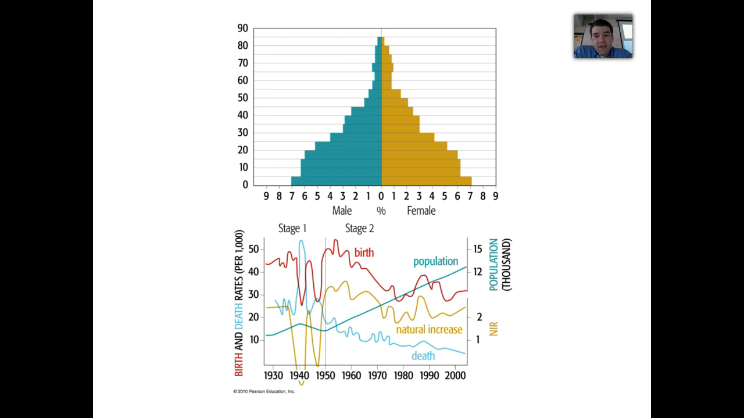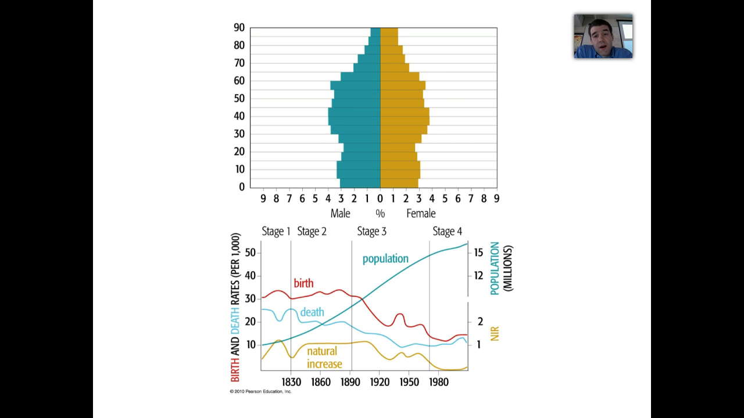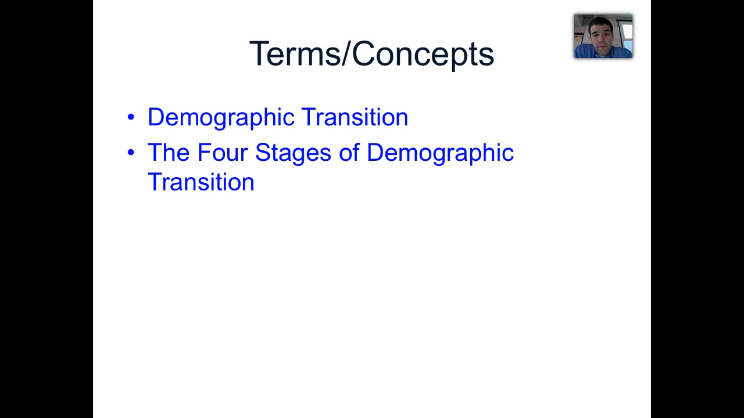And again, if we're just taking a closer look at our population pyramid with the rapid growth, our stable or slow growth, and then our declining or negative growth based on each stage, 2, 3, and 4.